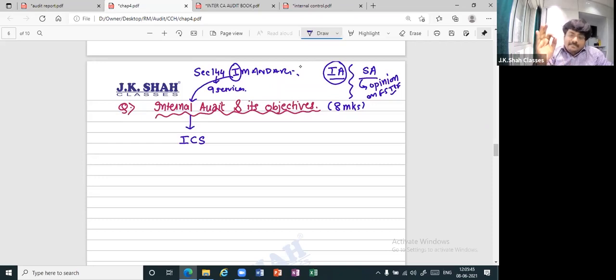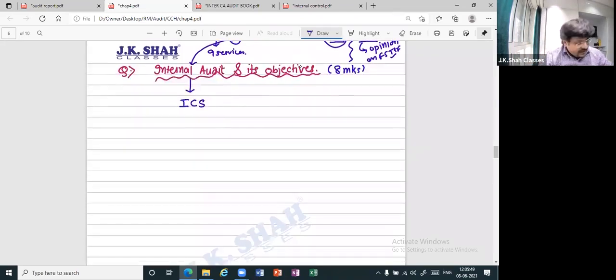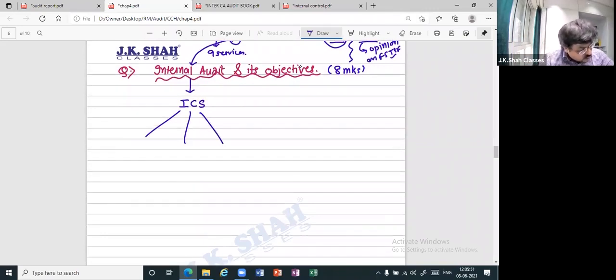Now, I said basically a check on ICS, not only a check on ICS. There are supporting functions also. What supporting functions? Try to understand. The internal auditor is the one who is responsible to check whether books of accounts and records have been properly maintained or not. And can I say books of accounts and records have to be maintained as per FRF? All these you now know. It is not something new to you.